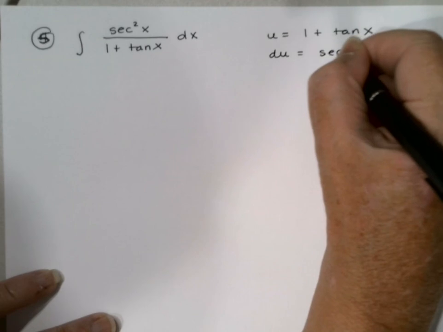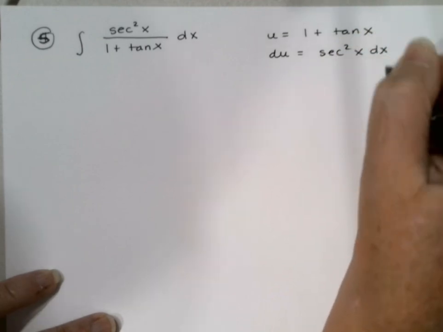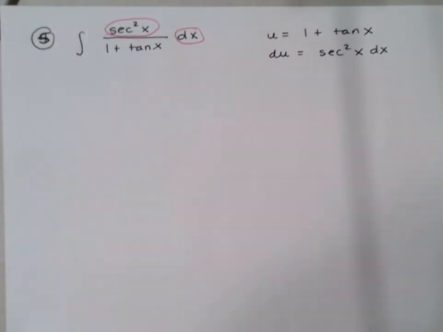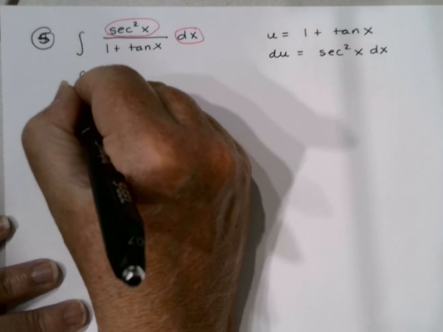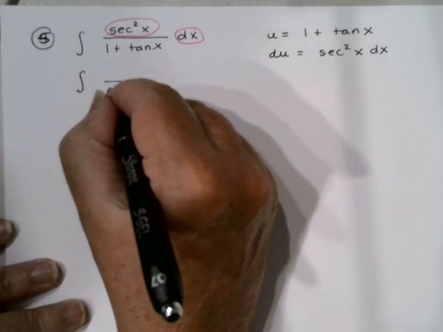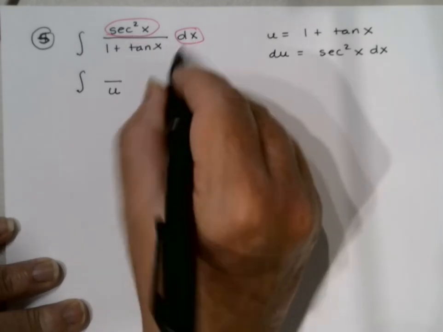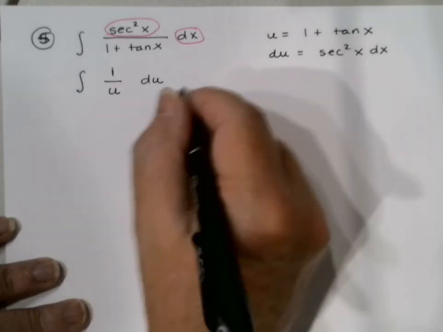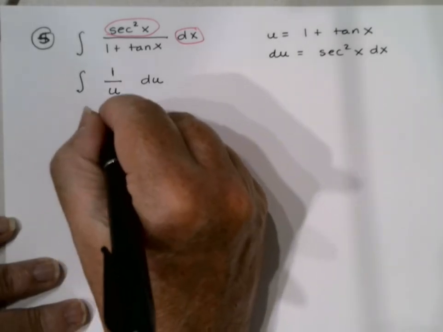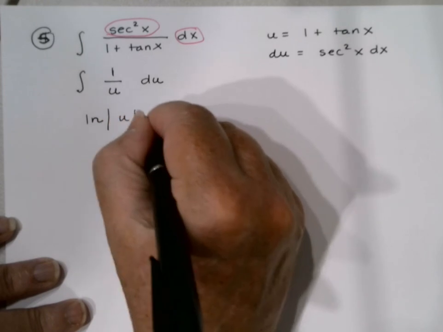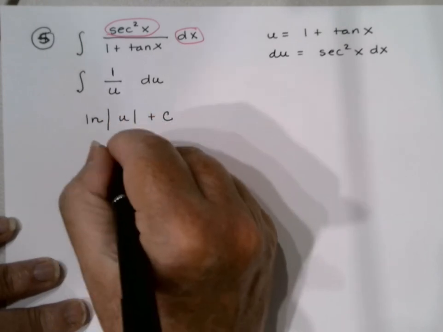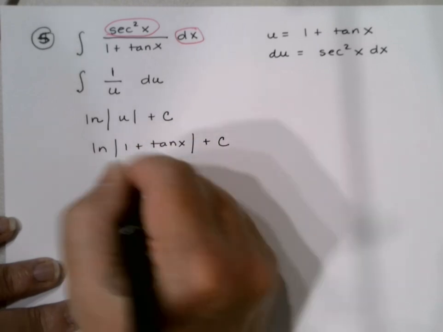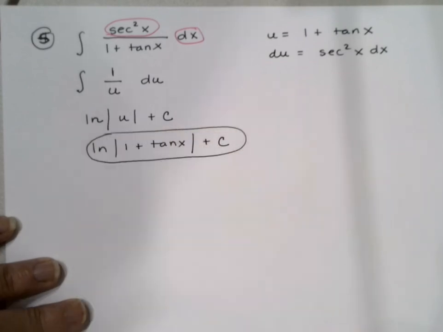du is just going to be secant squared x dx. And I've got everything I need. If I didn't, this wouldn't work, right? But I got it, so we're good. I've got the u on the bottom. Secant squared x dx is du, so just a 1 left on top. And the integral of 1 over u du is the natural log of the absolute value of u, or in this case, the natural log of 1 plus the tangent of x, plus my constant of integration.